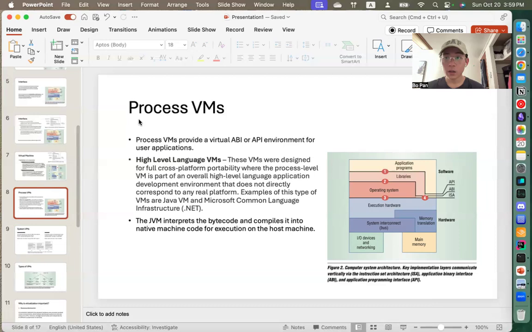If you have ever coded Java, you know that Java does not compile the code directly into your machine code. Instead, the Java compiler will compile the code into bytecode, which will get thrown into the Java virtual machine, and from there it gets compiled into native machine code for execution. So that's process virtual machines.